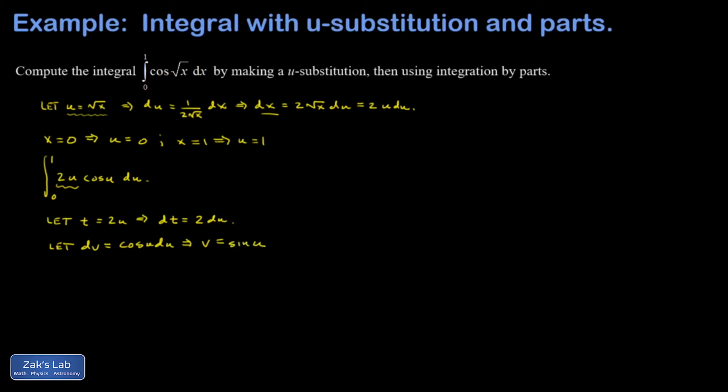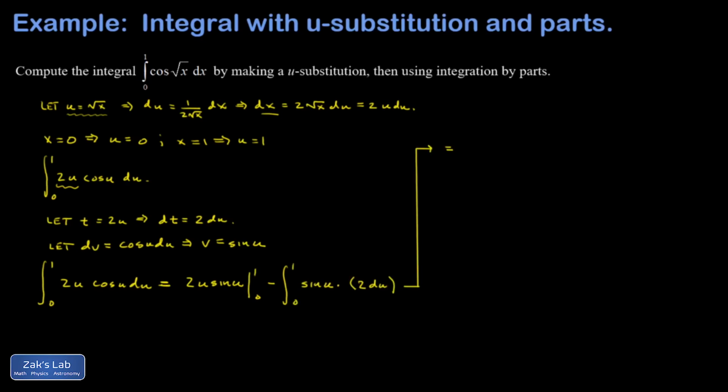Finally, we plug into the integration by parts formula, and we get that the integral from 0 to 1 of 2u cosine u du. All right, normally I would say uv, but now I'm using a t instead of a u, so I'm going to say tv, so 2u sine u, evaluated from 0 to 1, minus the integral, and normally I'd say v du, but this time I'm going to say v dt. I'll go ahead and move up here, and I'm going to evaluate the limits of integration on this first piece as I'm writing the next line.